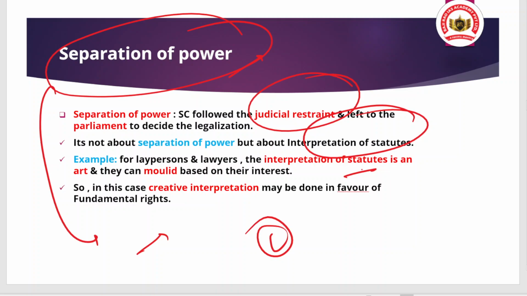So it depends on the creative interpretation from the judiciary, and if they want it, then they may interpret the provisions in favor of the fundamental rights for the LGBTQ community. So that is the point.